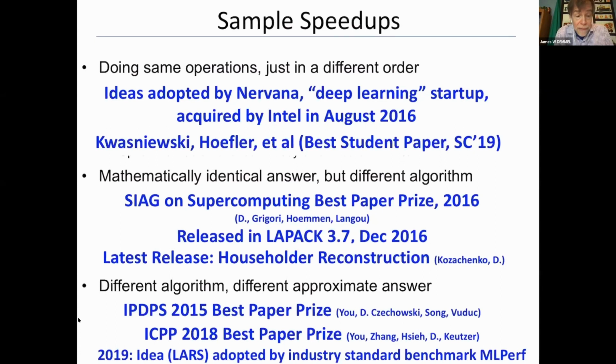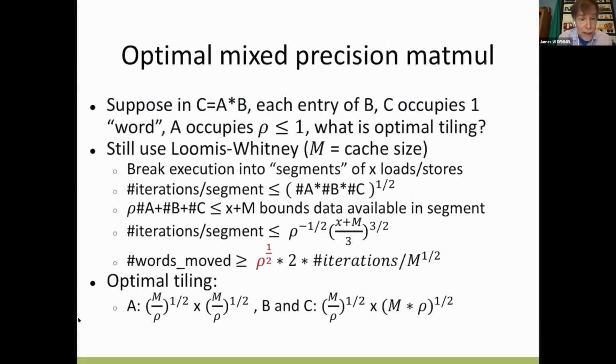TSQR won a prize, but that work hasn't stopped. In fact, just a week ago, we released a new version of it in the latest LAPACK release, which includes reconstructing Householder. The support vector machines won a prize, and the work that got 135x speed up was actually adopted into the industry standard machine learning benchmark. So now it's used whenever anybody tests their algorithm and sees how fast they can train dogs and cats. Okay, next slide.